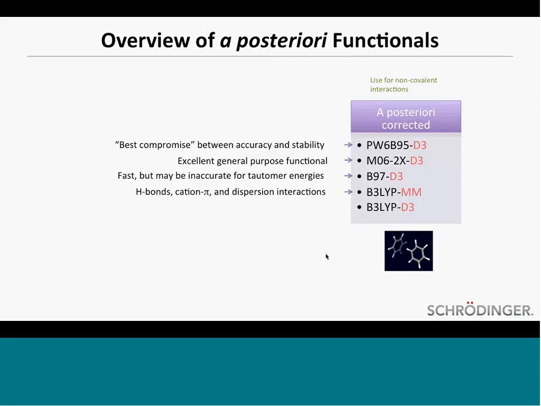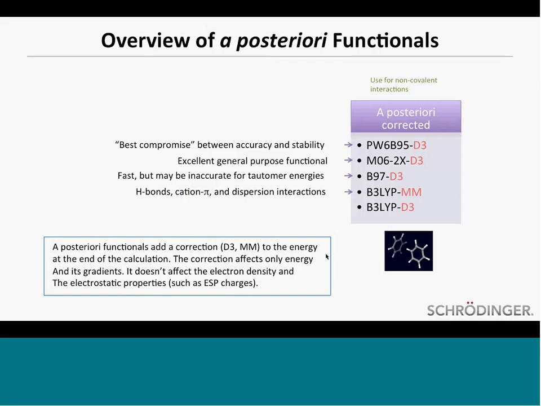The a posteriori functionals were really developed to describe non-covalent interactions, things like long-range hydrogen bonds, dispersion, and so forth. And some of those are listed here. So PW6B95, for example, is sort of the best compromise between accuracy and stability. So what is an a posteriori corrected functional, and why has this become popular in the last 5 to 10 years?